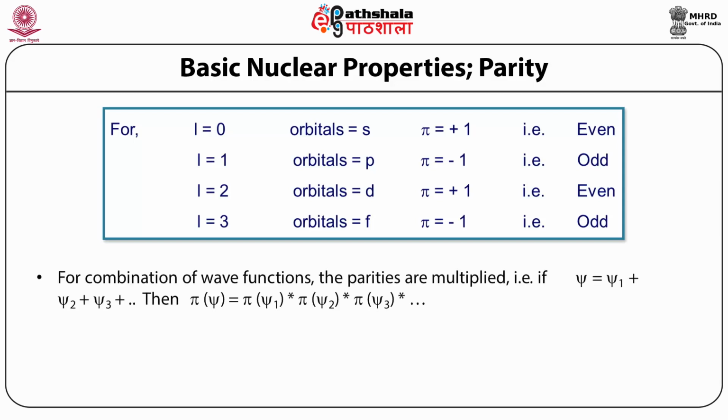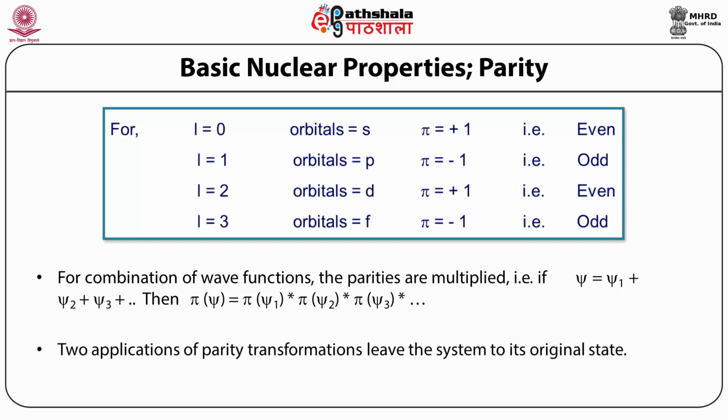For combination of wave functions, the parities are multiplied. It means if within the nucleus there are many nucleons in different states, they will each represent their own wave functions. So for a combination of wave functions, the parities are multiplied. And so if we want to know the parity of the nucleus, we need to multiply the parity of individual nucleons together to get the total parity of the nucleus. Two applications of parity transformation leave the system in its original state.